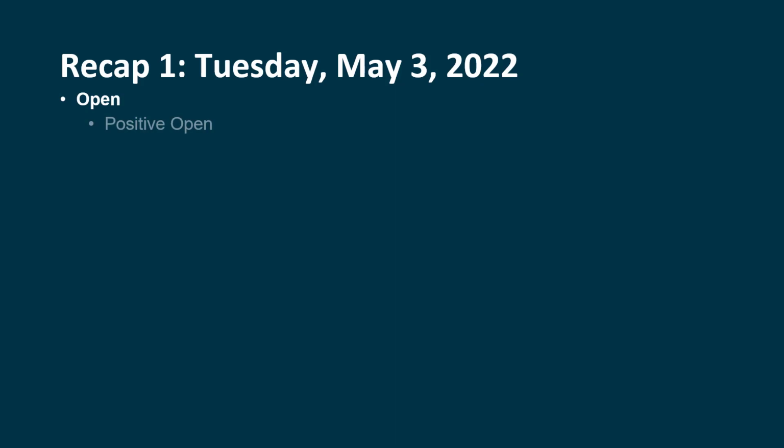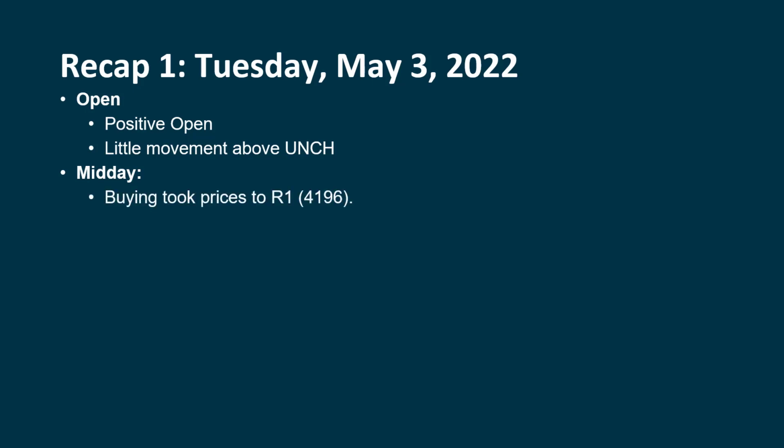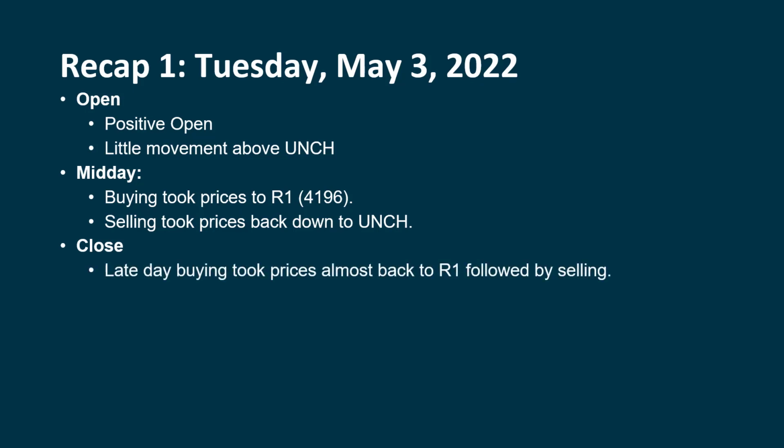But at the open, we did have a positive open. But there was little movement after that. We just kind of stayed going sideways right above the unchanged level. As the day went on, some buying took prices up to R1, which was at about 41.96. Then selling took us back down to the unchanged level. Going into the close, we saw some late day buying, which took us almost back to R1, and then we saw more selling. So it was more of a roller coaster day. Not really all that surprising with a day ahead of the FOMC announcement.